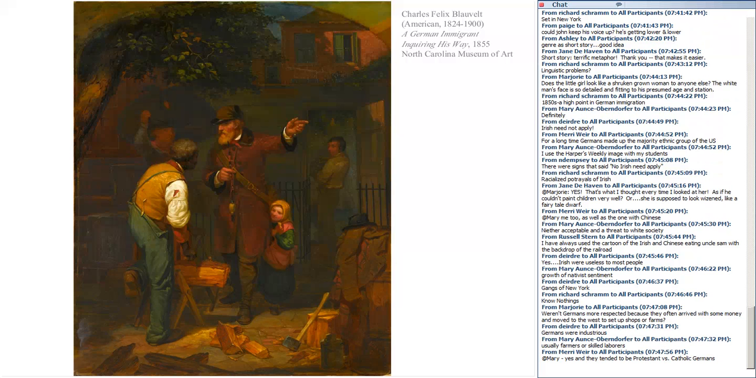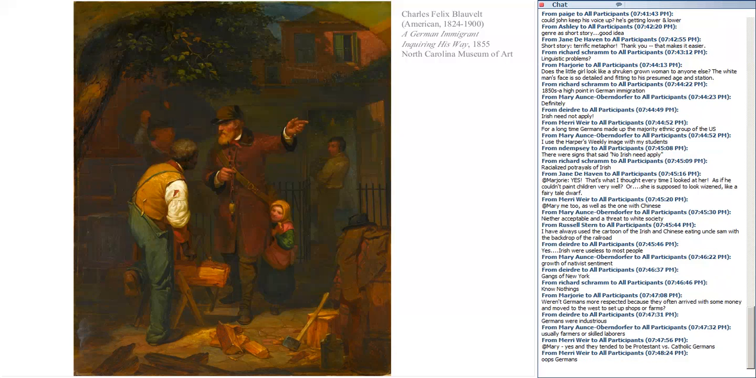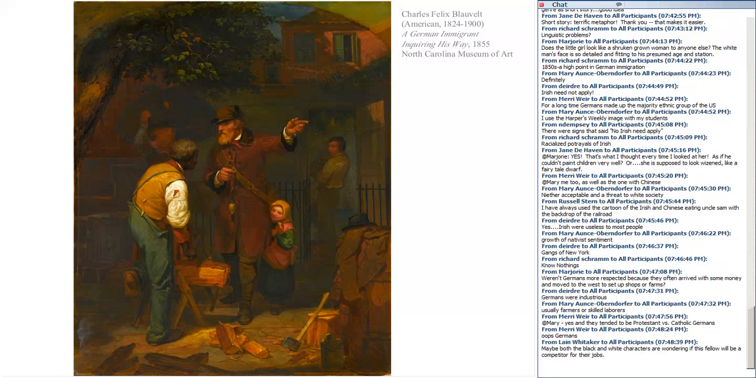What's the position of the artist of this painting? Okay, good question. And Mary is noting that some of those gangs tended to be Protestants versus Catholic Germans. While we're waiting for comments, John, let me ask a question that's been posed here. Weren't Germans more respected because they often arrived with some money and moved to the West and set up shops or farms? So in the hierarchy of immigrants, Germans were seen above the Irish? Would that be fair to say?